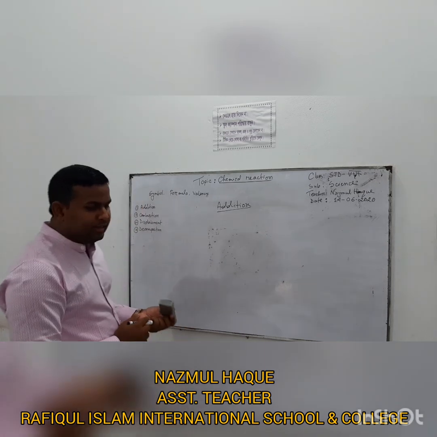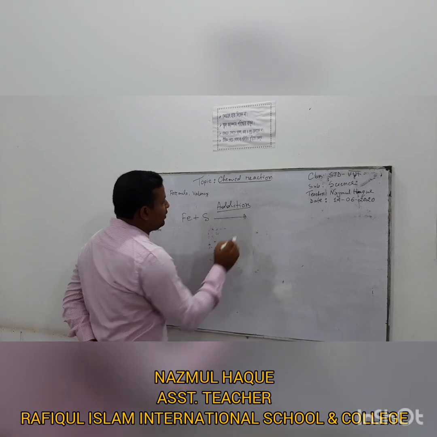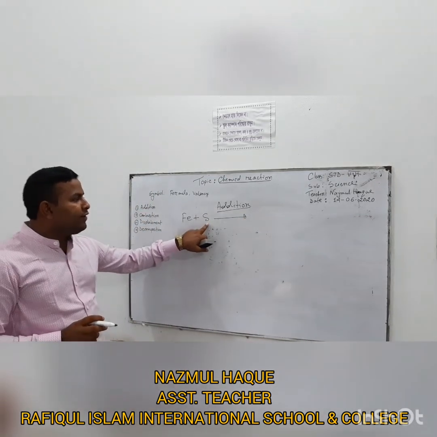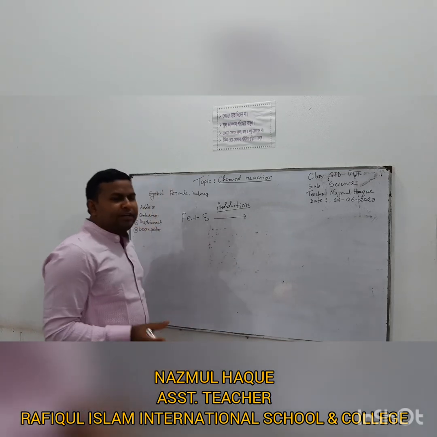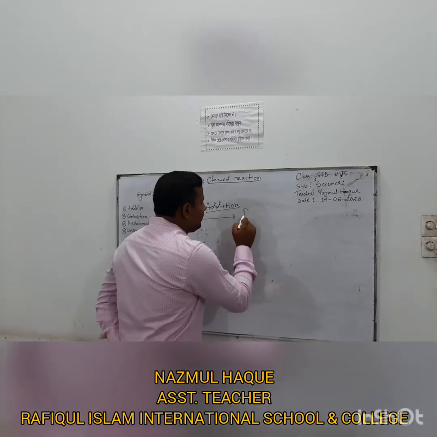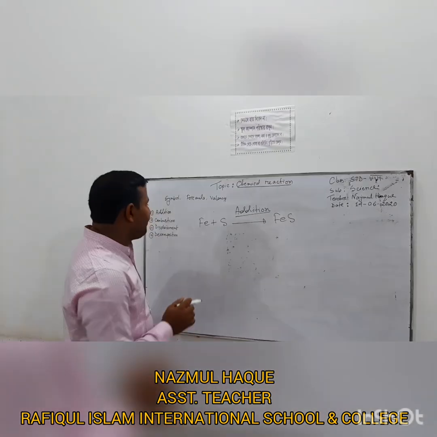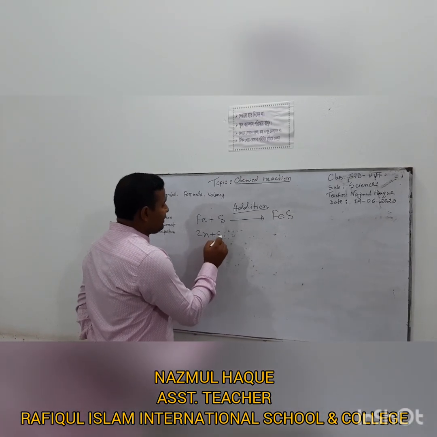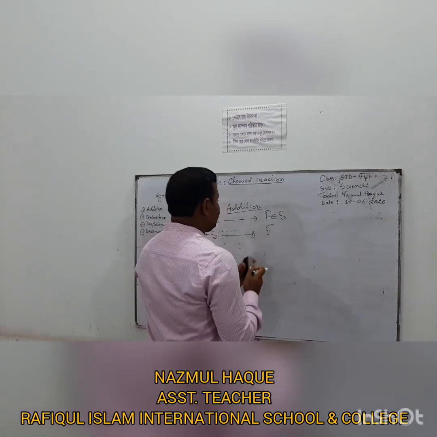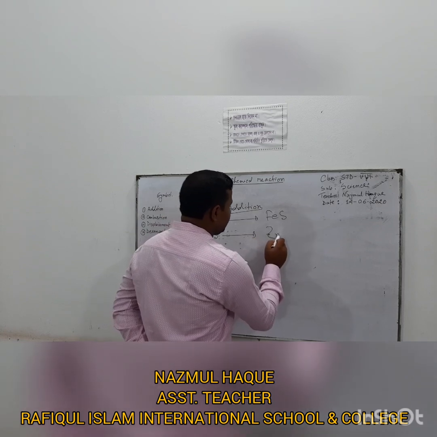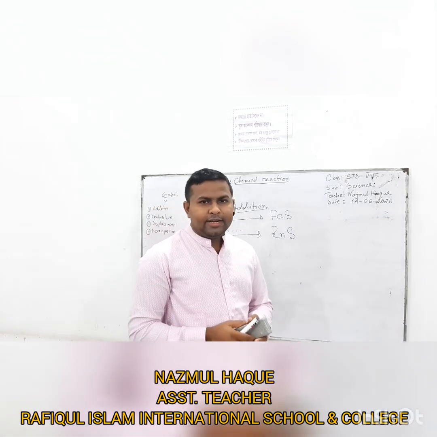For example, this is iron plus this is sulfur. Iron is an element and sulfur is an element. So iron and sulfur combine to make a new material. This material is called ferrous sulfide. Number 2, this is zinc plus sulfur. So zinc and sulfur combine to make zinc sulfide.